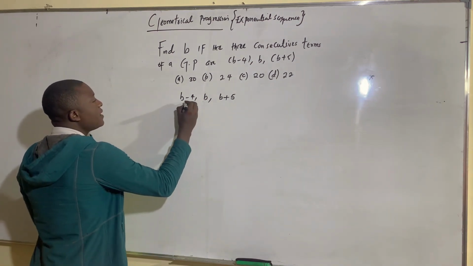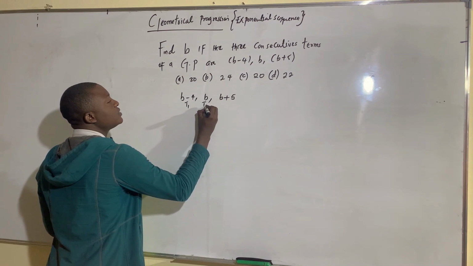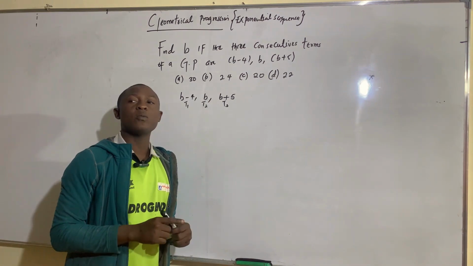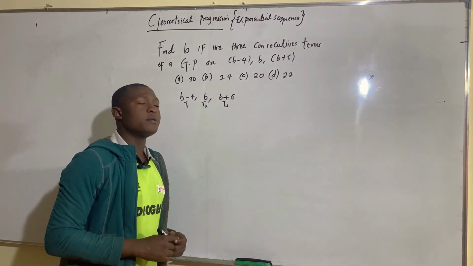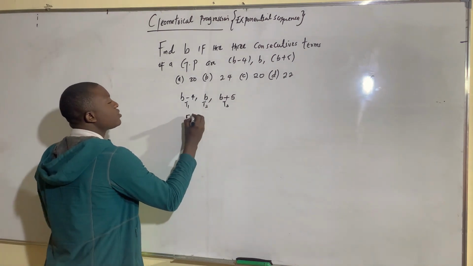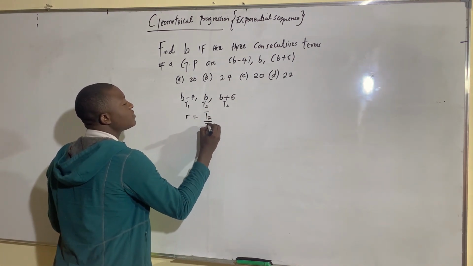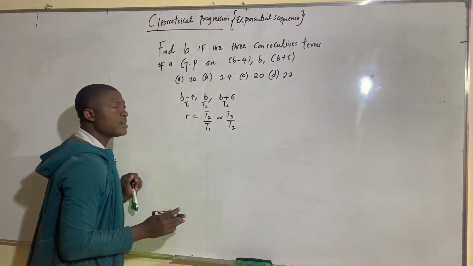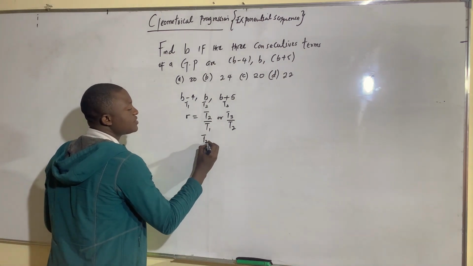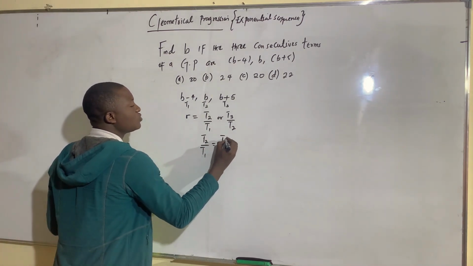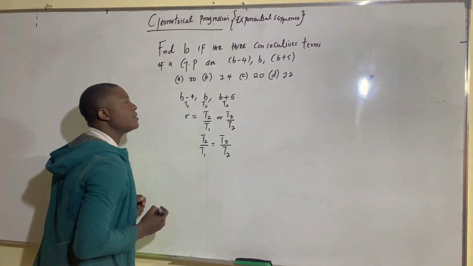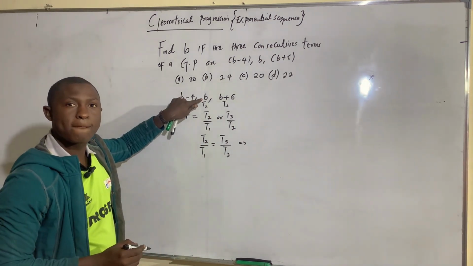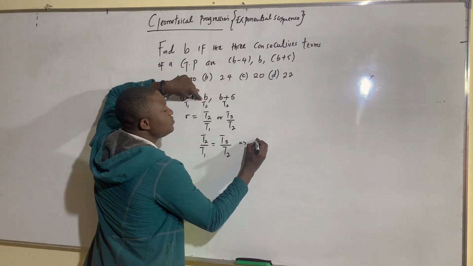So the first thing that we do: I know this is my first term, this is the second term, and this is the third term. Here I can quickly use the formula to find the common ratio to obtain the value of B. I know that the common ratio is equal to second term over first term, which must be the same as third term over second term, right? So what we are saying is second term over first term must equal third term over second term. Now let's just substitute the values that we have. What do we have for the second term here? Yes, the second term we have here is B.